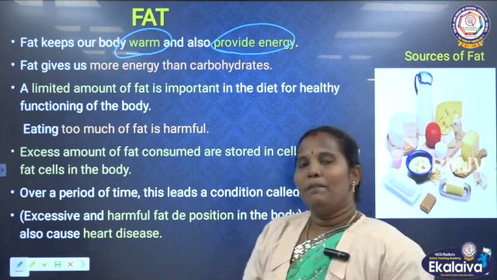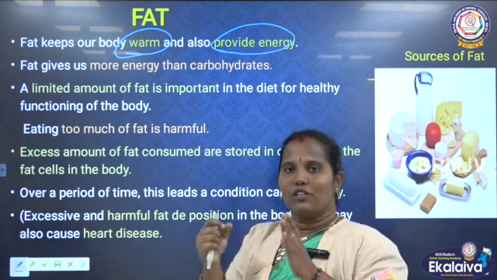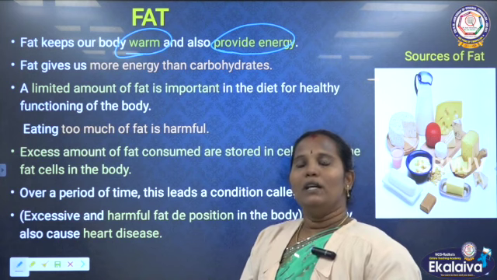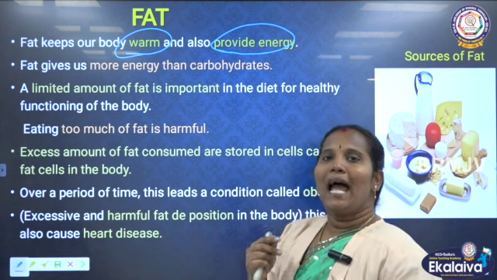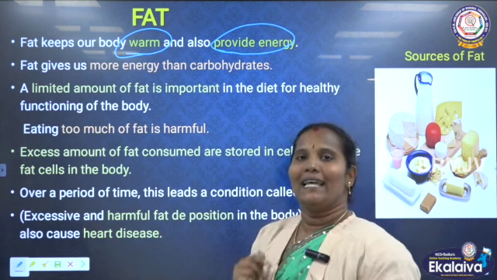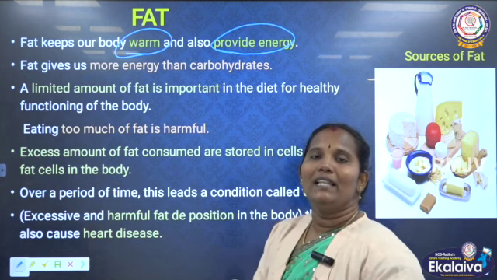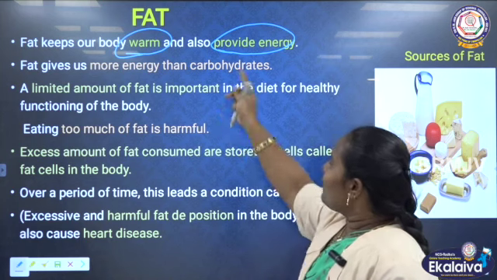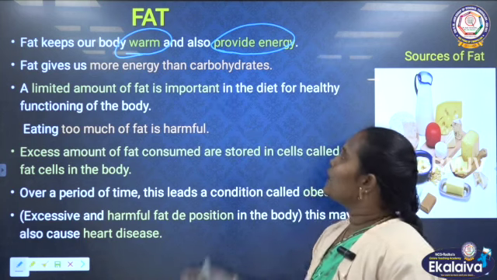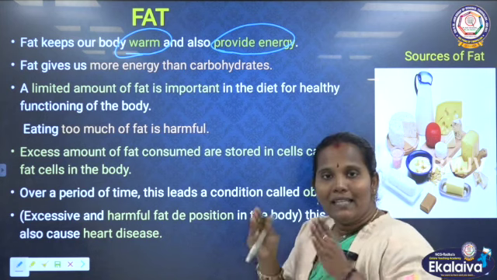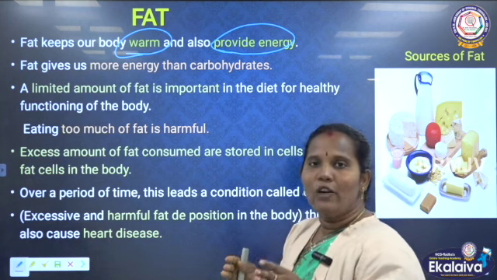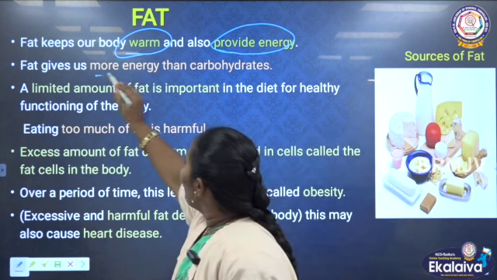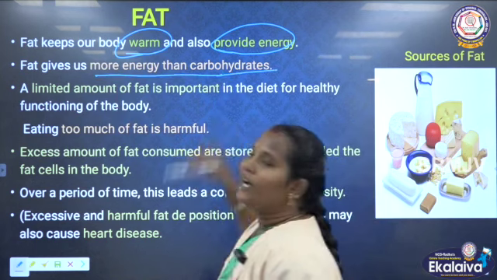A thin person cannot accept too much cold, but a fat person can accept the cold compared to them. The reason is that a fat person has a fat layer under their skin, and this fat layer gives warmth. Fat gives warmth, as well as energy. Actually, fat gives the extra energy, more than carbohydrate.